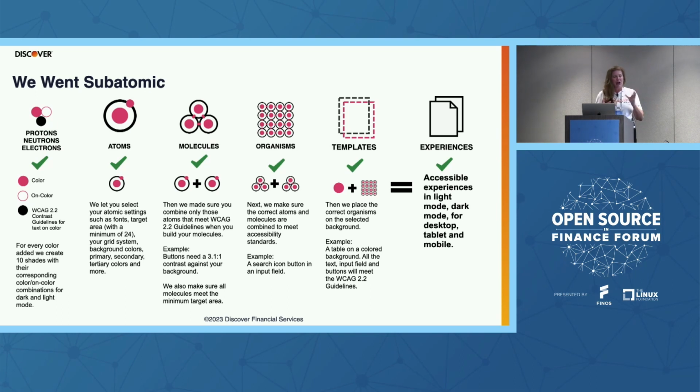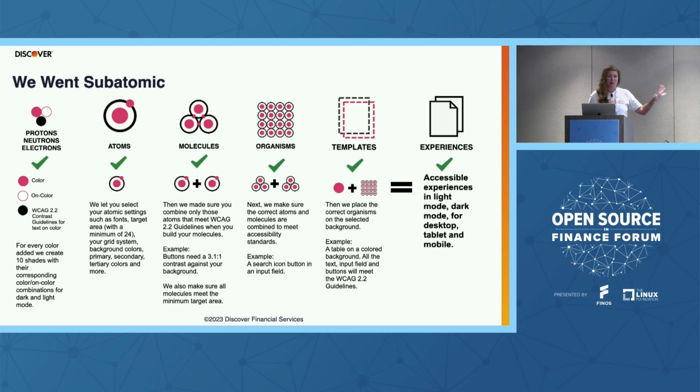Now, when you tether your atoms together and your molecules together, we make sure that you're meeting the requirements. An example of that is when you're going to create a button, we won't let you pick a button once you've picked your background that won't match the 3.1 contrast requirement to the background for that button. But also, for every component that you create, we create it in that button color, whatever that branded button color is going to be.